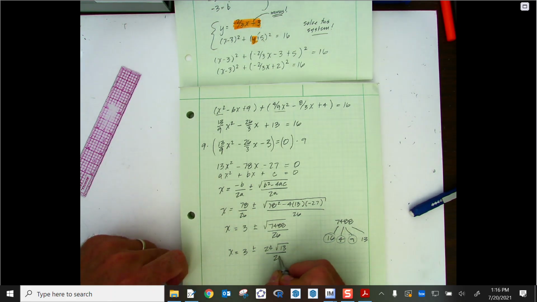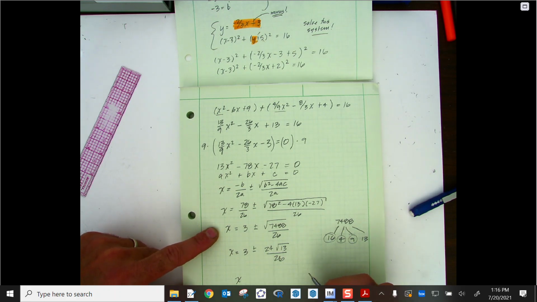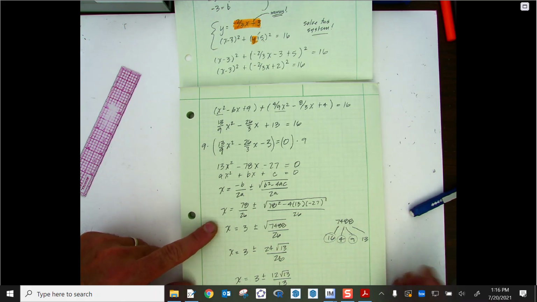And then, of course, 24 over 26 can be simplified. So we get 3 plus or minus 12 root 13 all over 13. So there it is. Those are the two x coordinates.